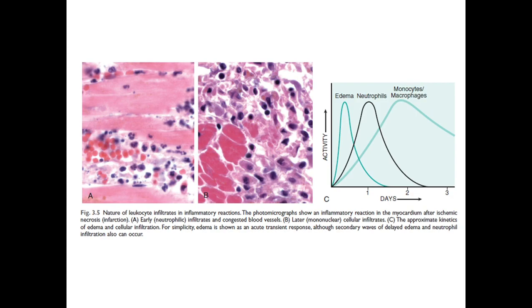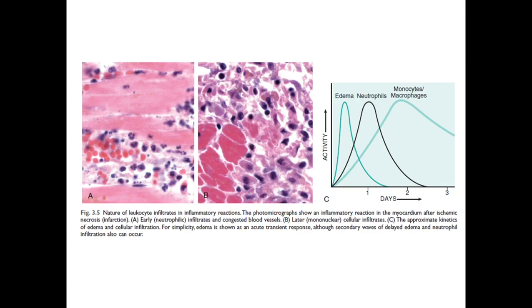In B here we will see that there is later mononuclear cell infiltration. This depends on the chronicity of the inflammatory infiltrate: early infiltration with neutrophils and later chronic infiltration with mononuclear cells. C represents the approximate kinetics of the edema and cellular infiltration. At the beginning we have activity. The x-axis represents the days, day 1, day 2, day 3, while the y-axis represents the activity of the cells and the events of the inflammation.